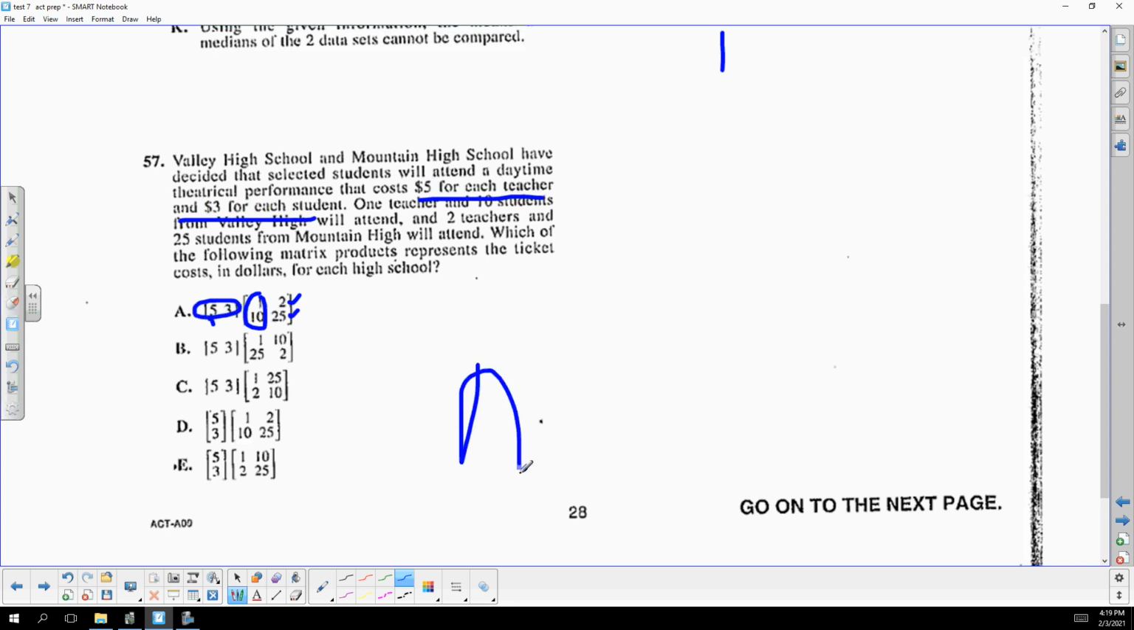A. These are illegal because you don't match this. They have to match perfectly. And these would be right, but they're backwards. It's not what it's saying.